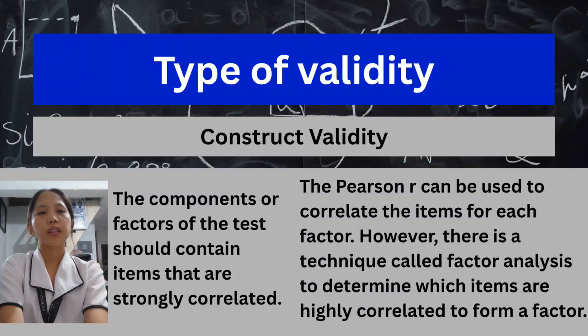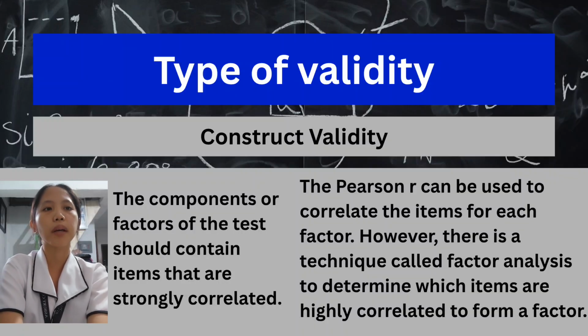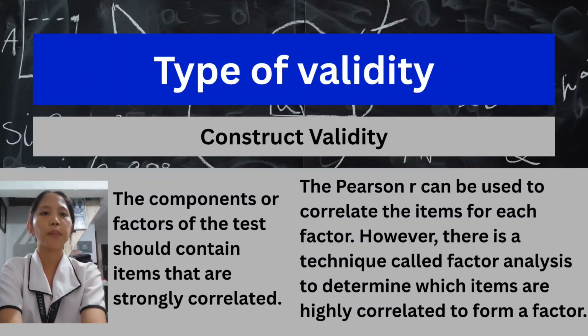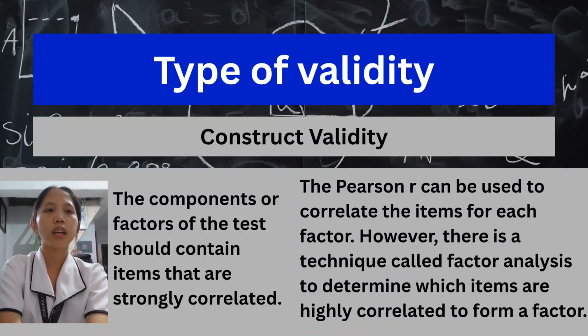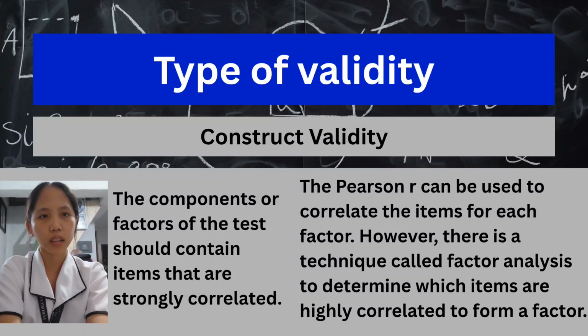So, para sa procedure ng validity natin na ito, the PPT says the Pearson r can be used to correlate the items for each factor. So, when we say Pearson r, it is simply a statistical method na ginagamit to check how strongly two things are related. So, we can use this Pearson r to see if yung test items natin have a strong relationship with each other.